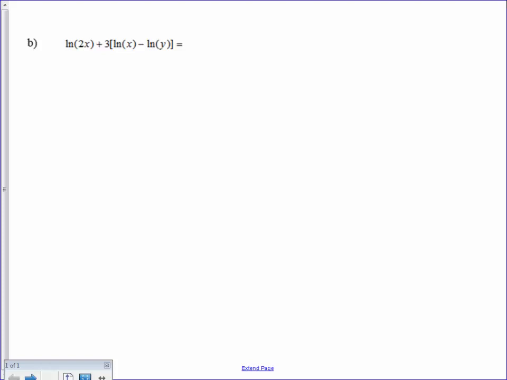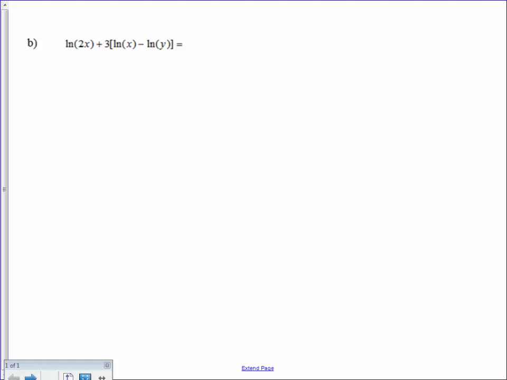The product rule, the way we need to remember this, is when you have two separate logs that are being added, then you combine them as one single log and then you multiply the two arguments. And then finally, the power rule needs to be remembered as, if you have a value that's multiplied in front of a log, then that value that's multiplied in front can become the power on the argument.